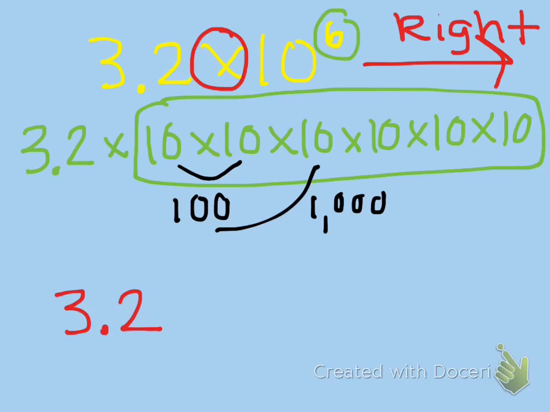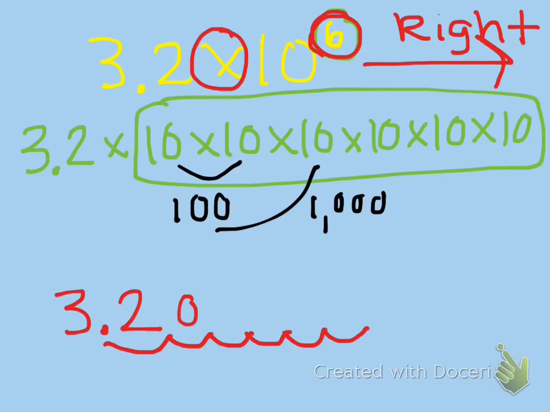And how many times are you going to move that decimal? Well, that's what the exponent tells you. You're going to move the decimal 6 times to the right. So it's going to look something like this. 1, 2, 3, 4, 5, 6. So the decimal is going to go way at the end right there.